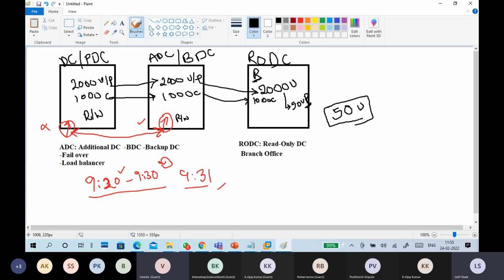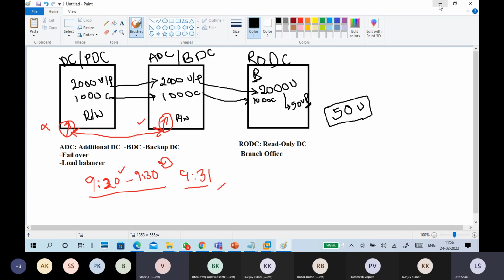So what is the advantage? First, you don't change the usernames and passwords of the database, because it is a read-only copy. Second, you don't require all users' passwords. Okay, no other branch people can log into your branch. Okay, it is fully controlled and secured. Only that particular user base's usernames and passwords are there, so they will get authenticated. Okay, so that is the main point of RODC.